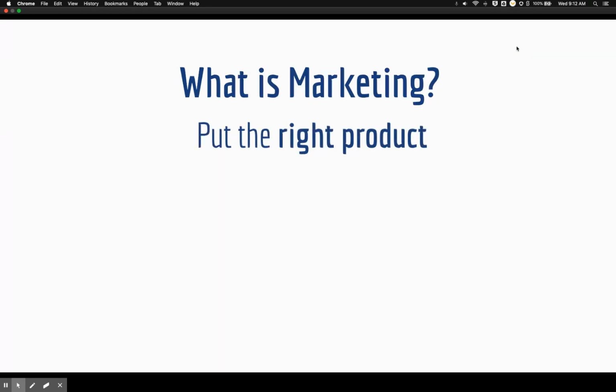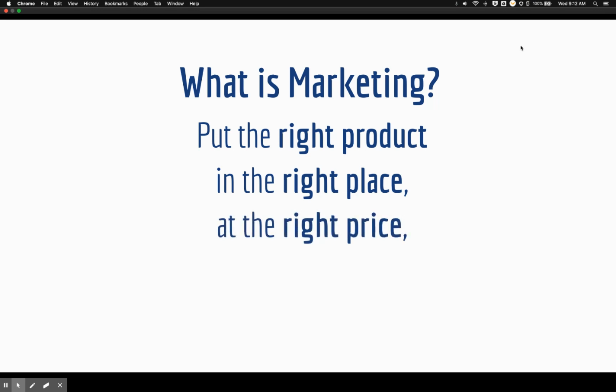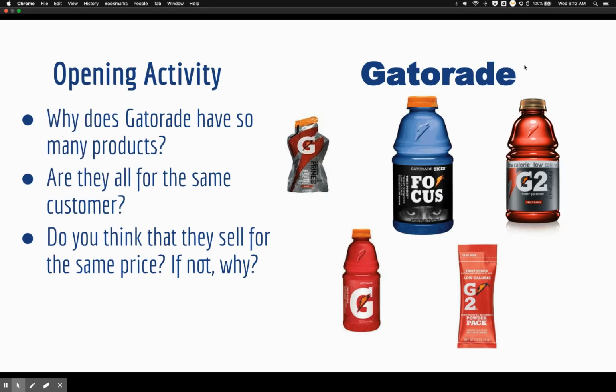And now what we have to do is, with that target market in mind, we have to put the right product in the right place at the right price at the right time. We have to have all four of these components in place in order for us to have a successful business venture. Right? So to start, let's think about a company that many of us are familiar with, Gatorade.